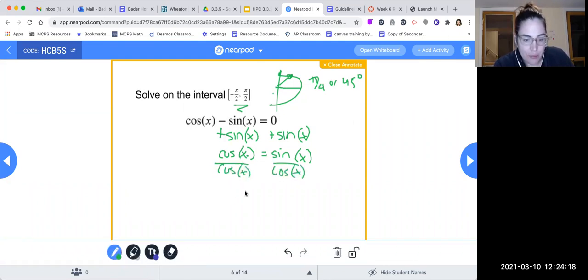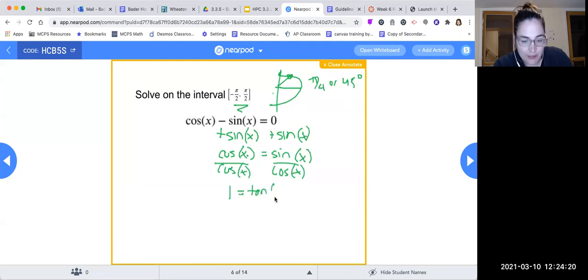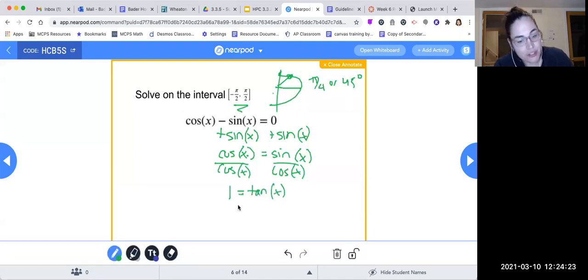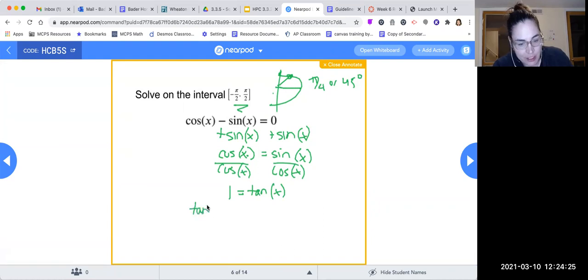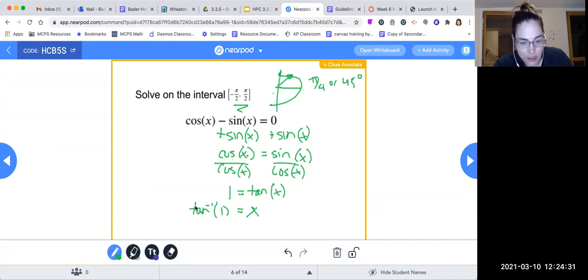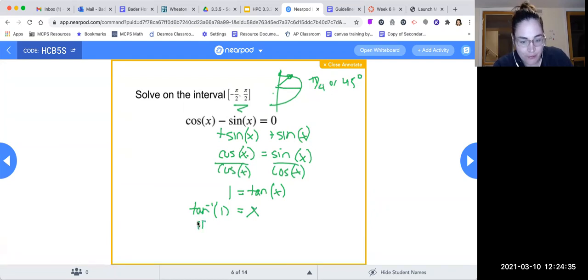we would end up with 1 equals tangent of x. And then we can use our inverse trig. So we can say the inverse tangent of 1 is equal to x. Well, what angle has a tangent of 1 that falls in this interval? Again, pi over 4, or 45 degrees.